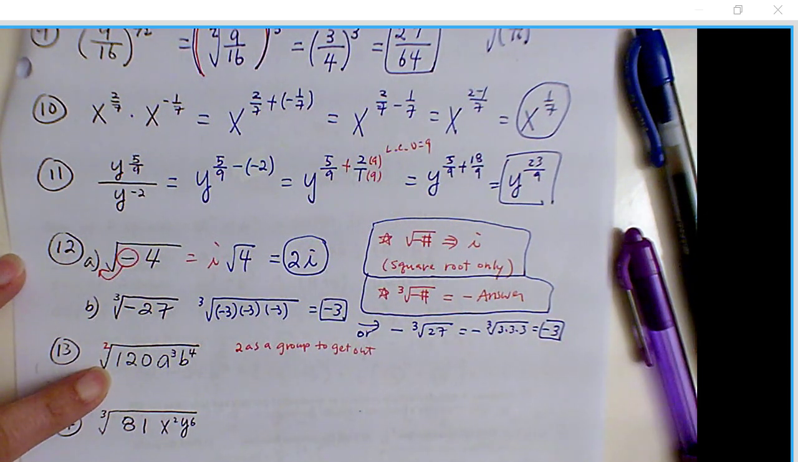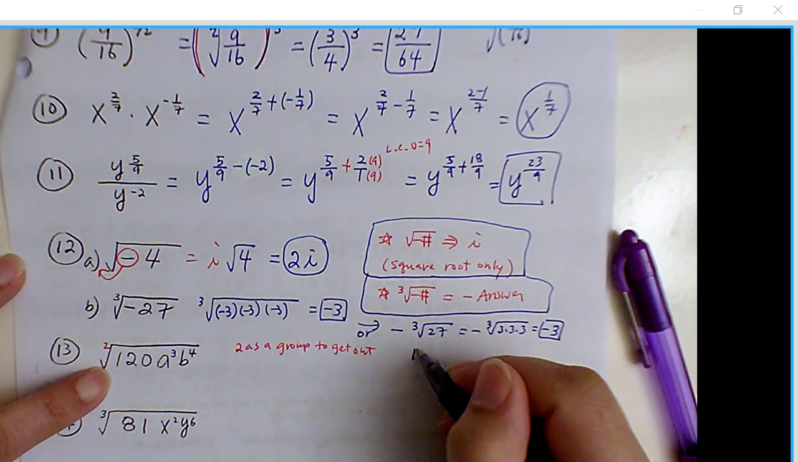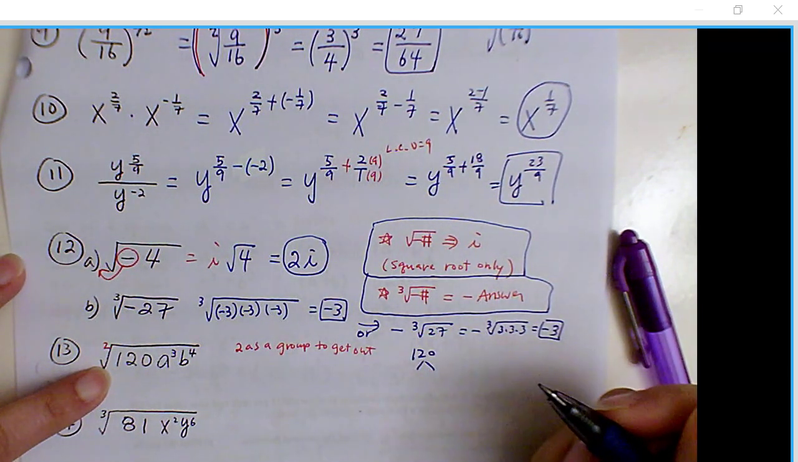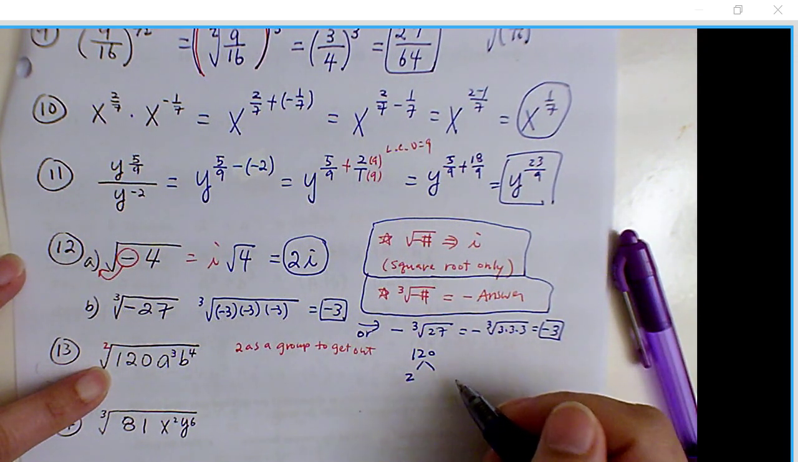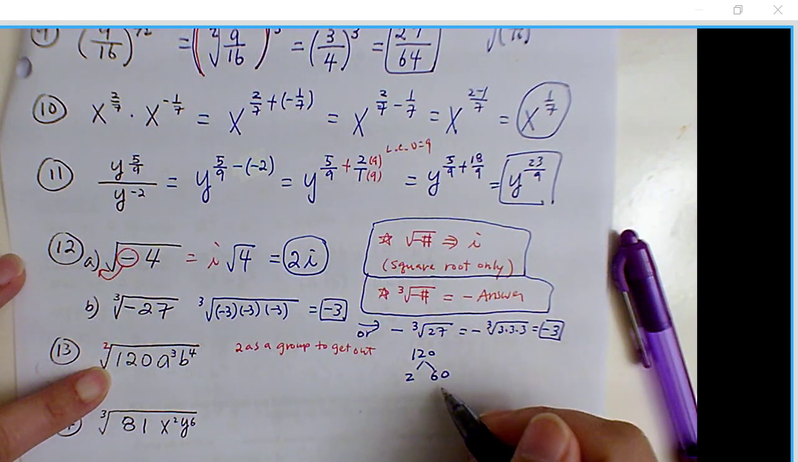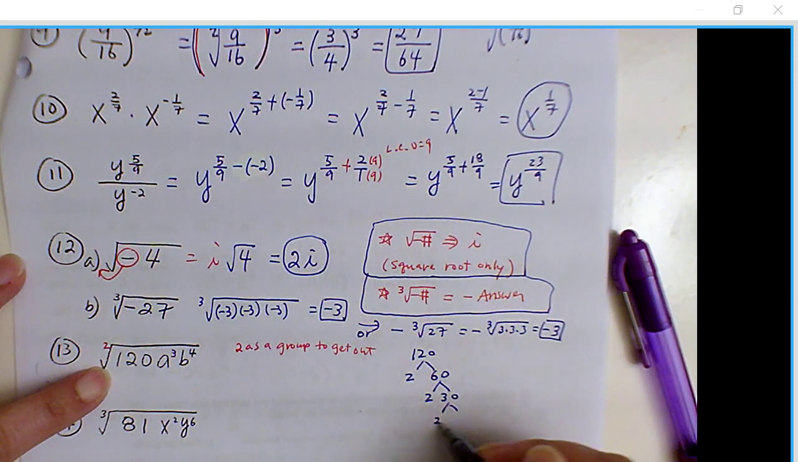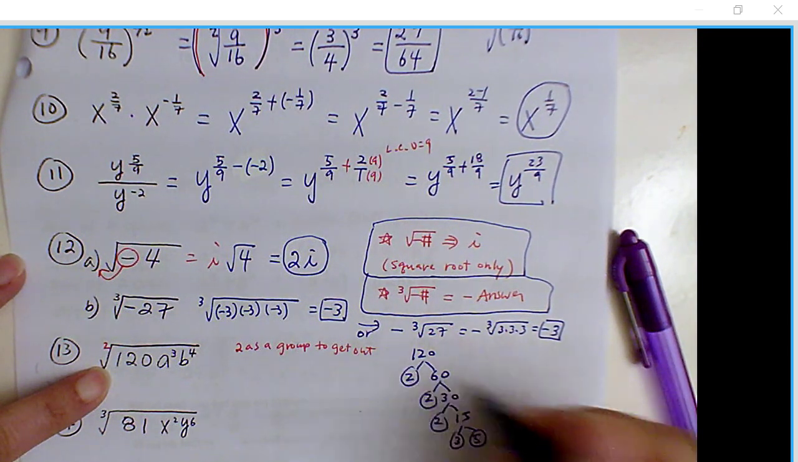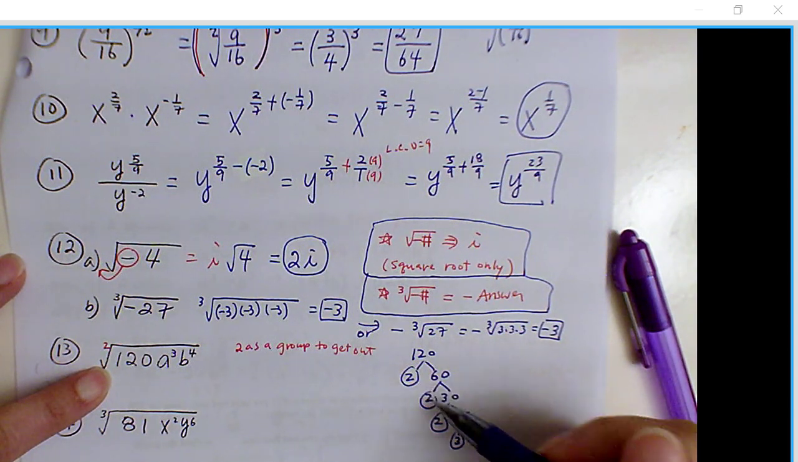120 is a pretty big number, so if you cannot tell by just looking at it, you can break it down into factors using a factor tree. This is an even number, so for sure you can divide by 2. 2 times 60 is 120. And then 60 is 2 times 30, 2 times 15, 3 times 5, right? You can stop once all the numbers are prime numbers, meaning they can only be divided by 1 and itself.